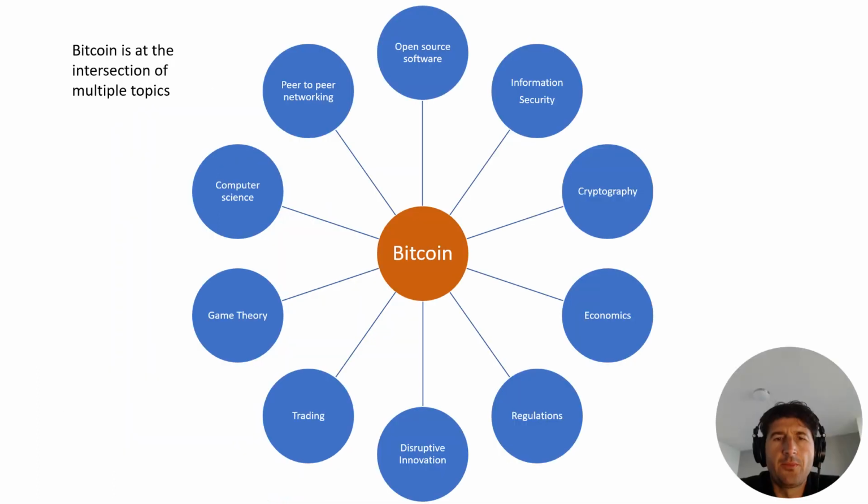Bitcoin is hard to understand because it's more interdisciplinary than really anything else. It's at the intersection of so many subjects, many of which the average person is not that familiar with, right? It's at the intersection of information security, cryptography, economics, disruptive innovation, game theory, computer science, and peer-to-peer networking. So we'll try to at least give you as good an overview as we can in a short amount of time, but bear in mind that it's easier to understand Bitcoin the more you understand any of these topics, but learning about Bitcoin is actually a gateway to learning about these topics as well.